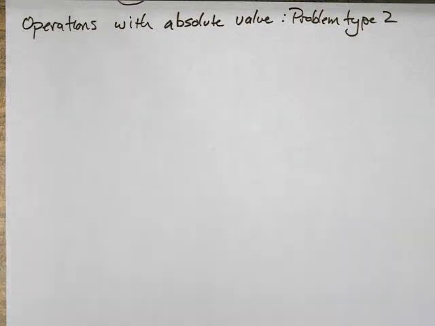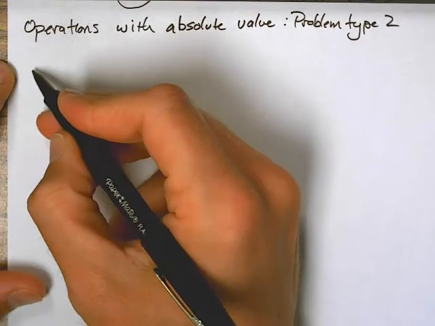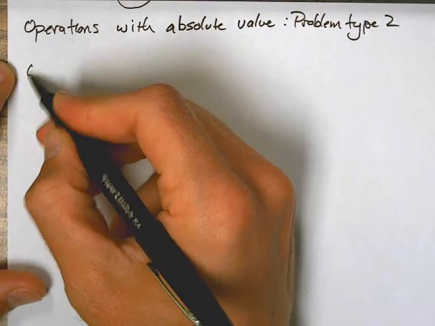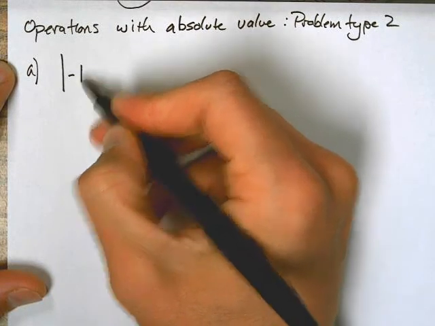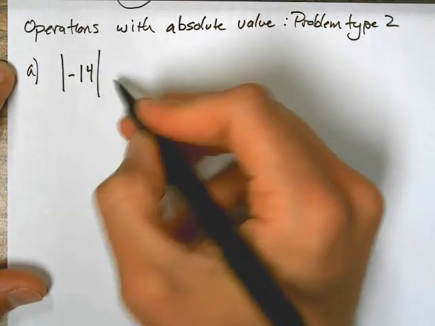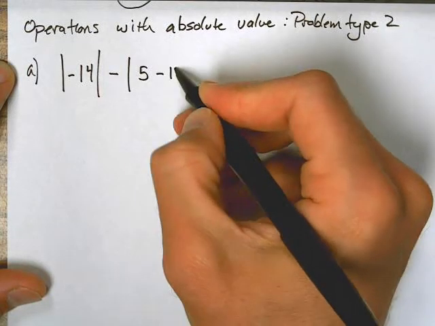Okay, in this topic, we're looking at operations with absolute values, problem type 2. I'm going to show you two different examples that involve ultimately the same problem. There are two different types of problems I'm going to show you. So for example A, let's say I give you the absolute value of negative 14 minus the absolute value of 5 minus 14.